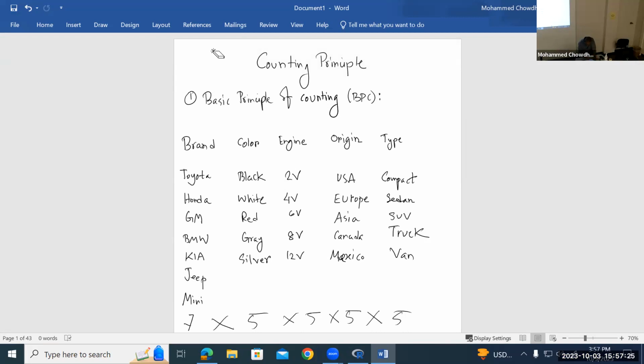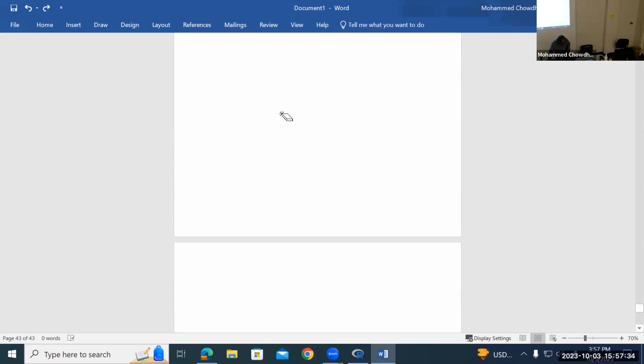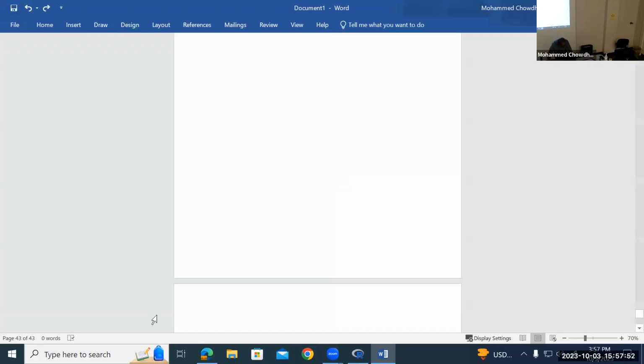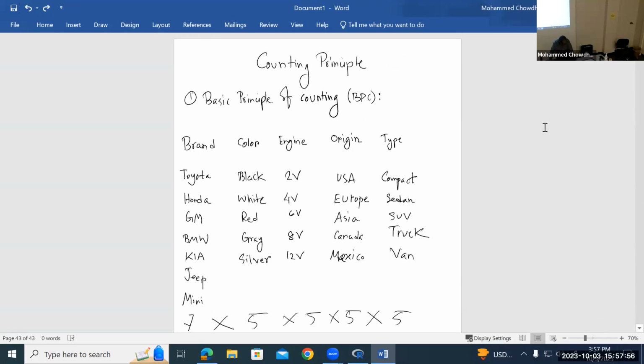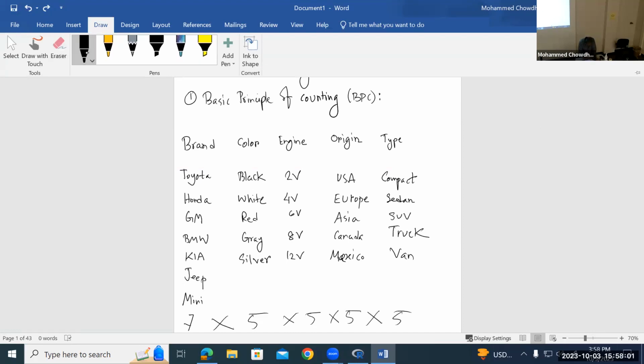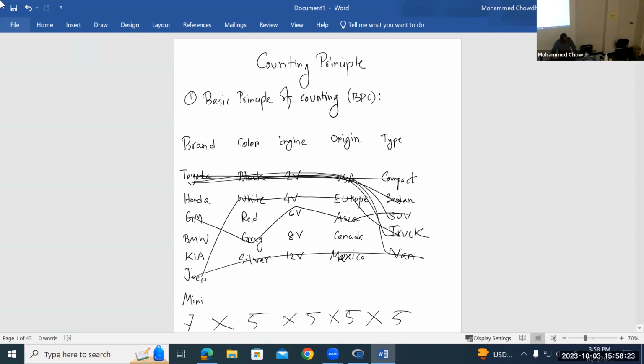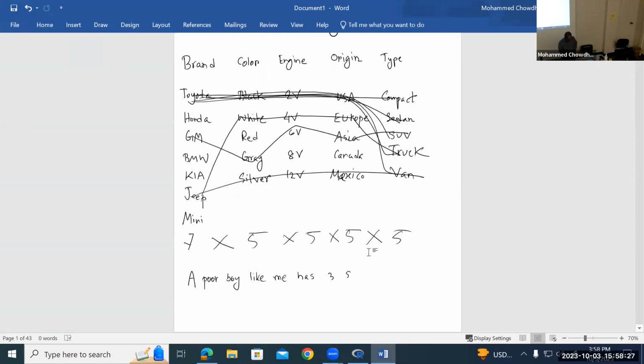A person can buy a car this way, or that way, or like this. He can buy a car like this, like that. So how many ways can a person buy a car? That is 7 times 5 times 5 times 5 times 5.